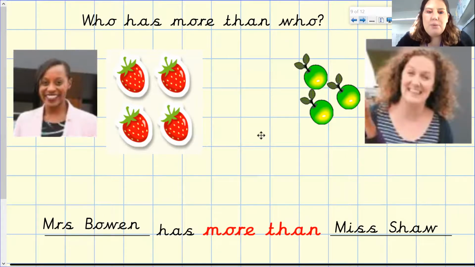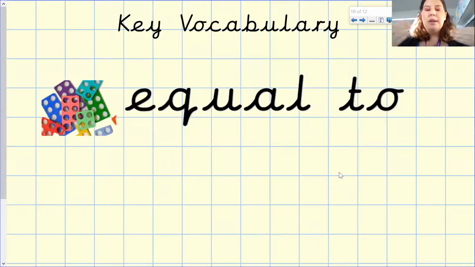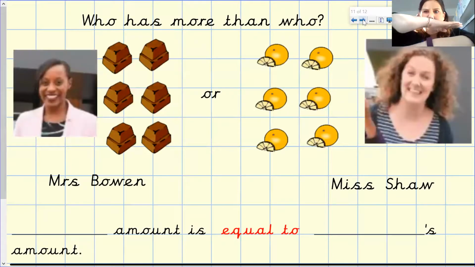Let's have a look at the next keyword, equal to. Equal to means the same. Okay, and that's when we do our equal sign. Okay, so let's take a look. Mrs. Bowen has how many pieces of chocolate? Let's count. 1, 2, 3, 4, 5, 6. And Miss Shaw has been healthy and she's gone for the oranges. So let's count how many she has. 1, 2, 3, 4, 5, 6. Ooh. So this time it doesn't make a difference because they are equal. They are the same amount.